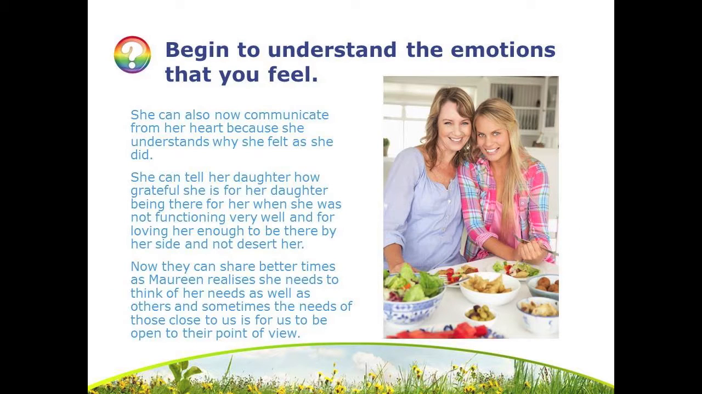She also takes that ability to be able to communicate from her heart because she understands why she felt as she did, and she now communicates from her heart about how much she is grateful to her daughter for being there when she was not functioning well and for loving her enough to be there by her side and not desert her. And now when they share better times, Maureen realises she needs to think about her needs as well as others, and that sometimes the needs of those close to us is for us to be open with them and open to their point of view and listen.